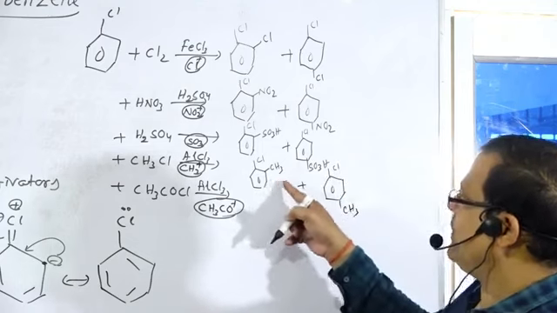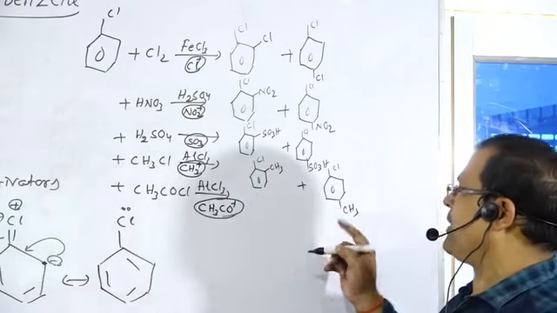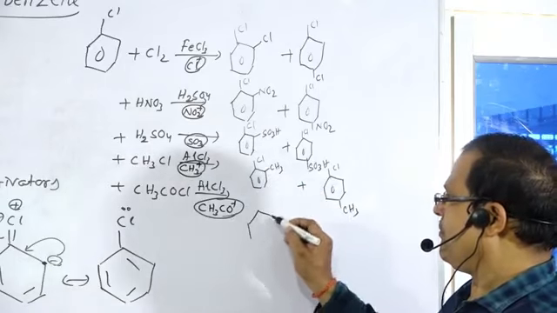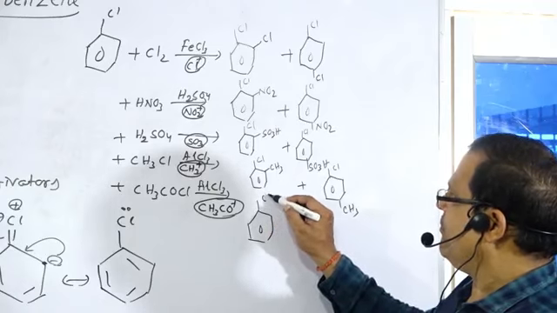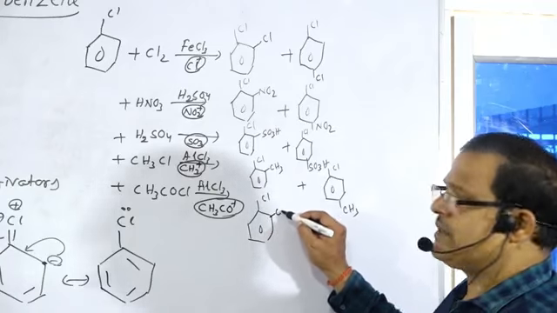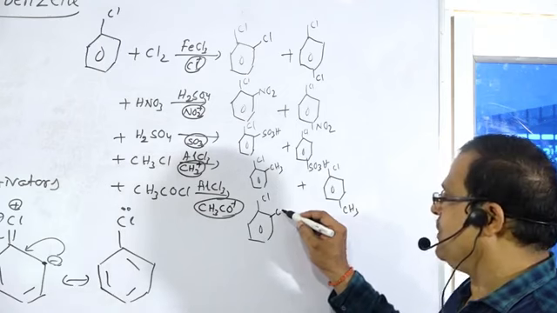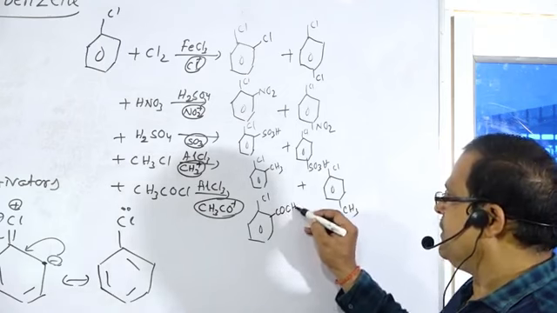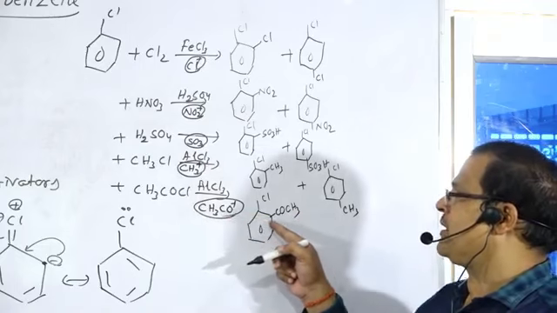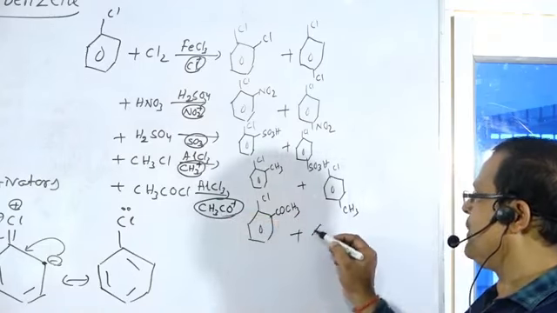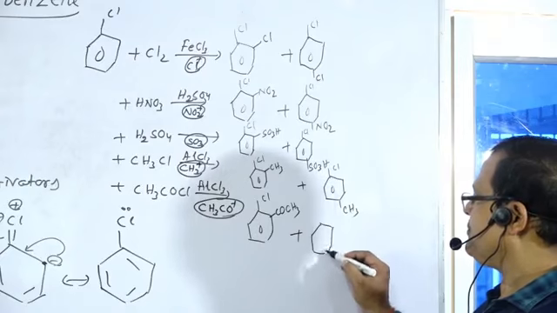So the CH3 group will get directed to the ortho position and para position. The acyl group CO, CH3, that is Friedel-Crafts acylation, the electrophile CH3CO plus will get directed to the ortho position or to the para position.